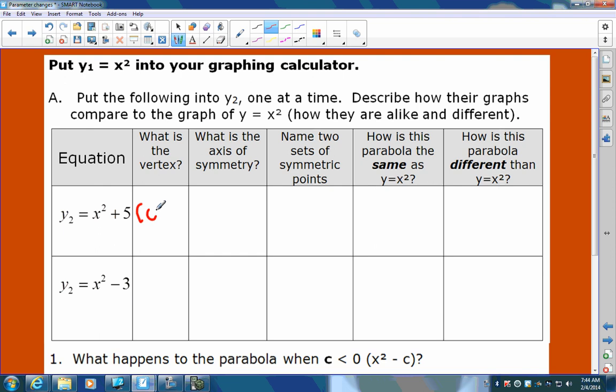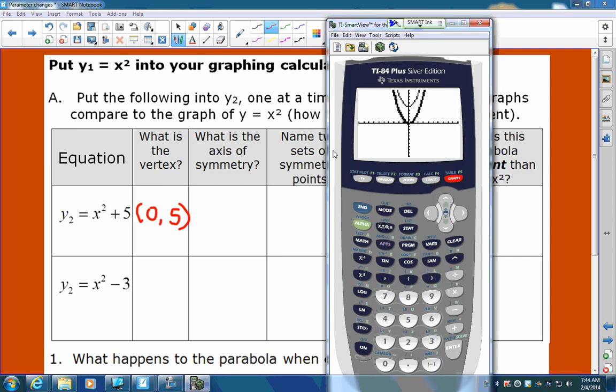The vertex of the new one is up here at 0, 5. All right, writing with the mouse. Here we go. Okay, so as I look at this, I see the vertex is 0, 5. What is the axis of symmetry?